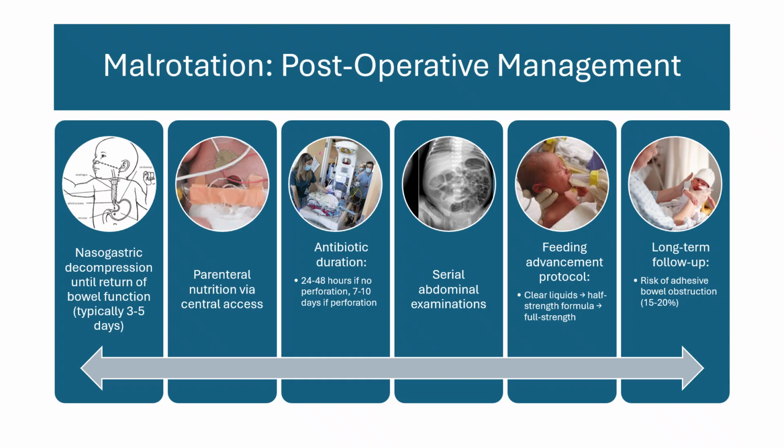The feeding advancement protocol follows a gradual progression once bowel function returns. Start with clear liquids to test tolerance, advance to half-strength formula, then progress to full-strength feedings. This stepwise approach prevents overwhelming the recovering bowel with complex nutrients before it's ready. The manipulated bowel may have temporary dysmotility, making slow advancement crucial.